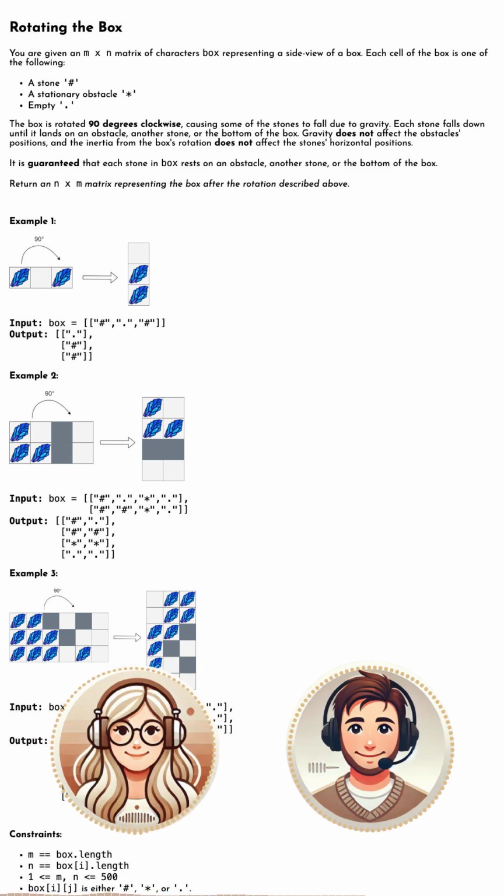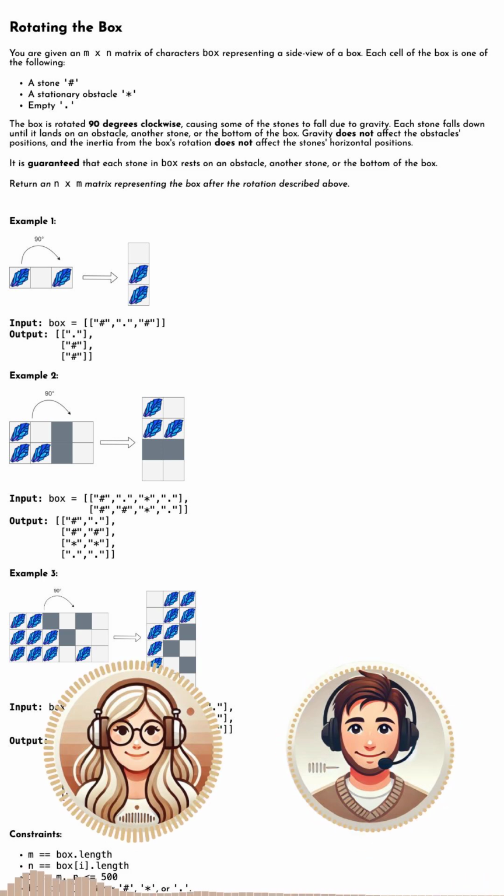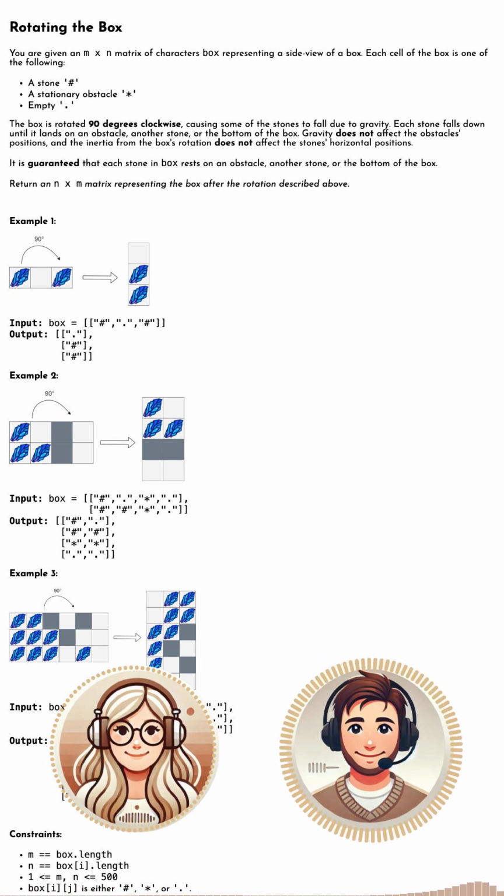Sure. Let's break it down. First, we do the same thing as in the brute force approach, rotate that box 90 degrees clockwise. Got it. Rotate first, gravity second. Now for the fun part, the pointers. We make an array of pointers, one for every column in our rotated box. Each pointer starts out pointing to the very bottom row. That's where a stone would land if nothing was in the way. So it's like we're setting these pointers up as markers for the lowest open spots in each column.